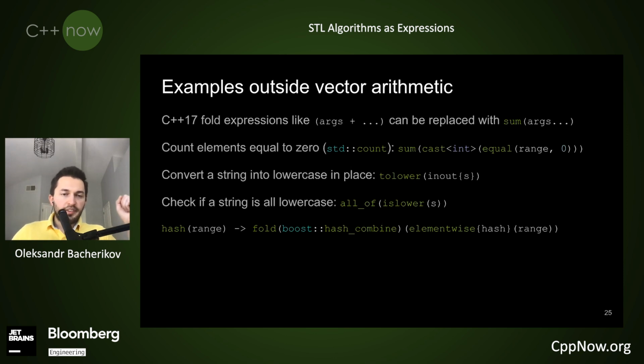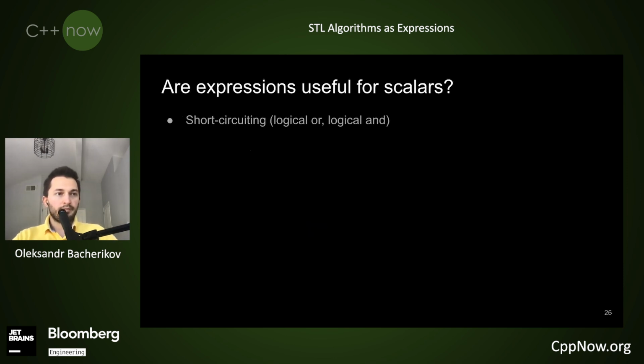And looking at the slide, I think this is the level of expressiveness C++ should have. And unfortunately, it's not supported in the current standard. But I think in the previous section, I showed you that it's quite simple to achieve this. Now, an interesting question is, before that, we looked only at the ranges, but are expressions actually useful for scalars?